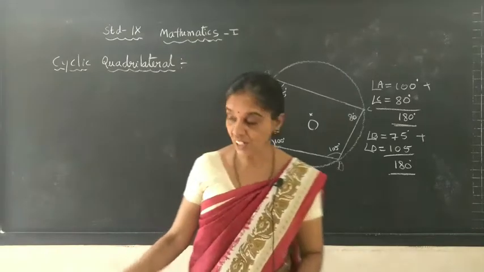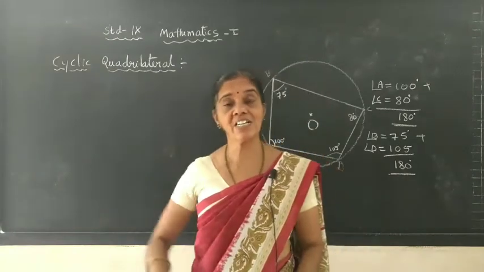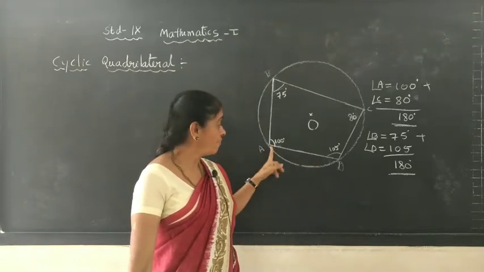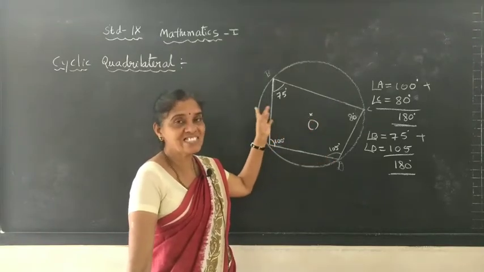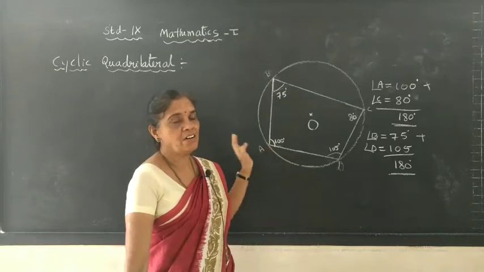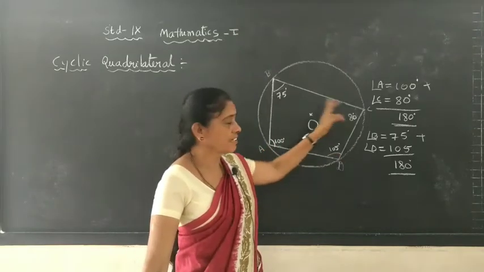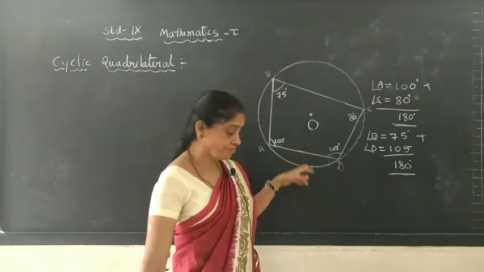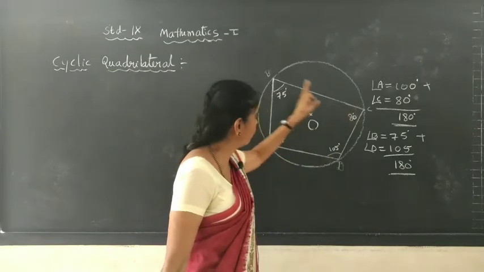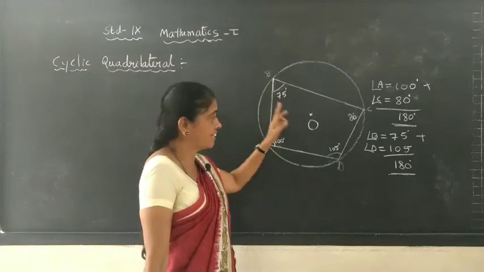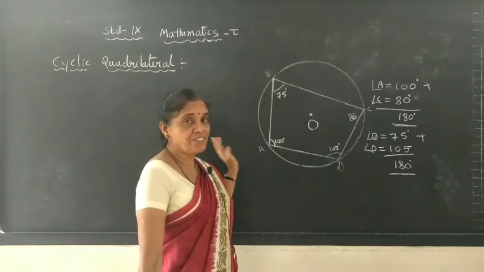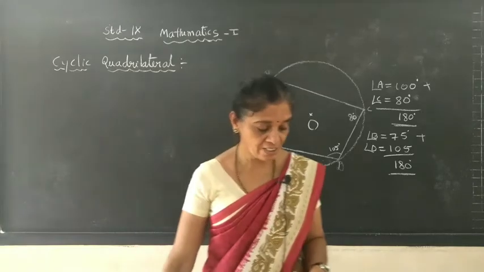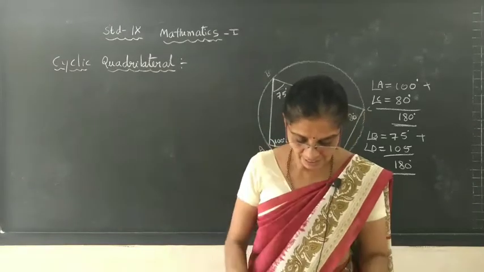So we will write first what a cyclic quadrilateral is. A cyclic quadrilateral is nothing but a quadrilateral where all the four vertices lie on the circle. Then it is called a cyclic quadrilateral. If in any quadrilateral the four points A, B, C, D, the four vertices lie on the circle, then definitely that quadrilateral is a cyclic quadrilateral. Good, okay? So we will write the definition.